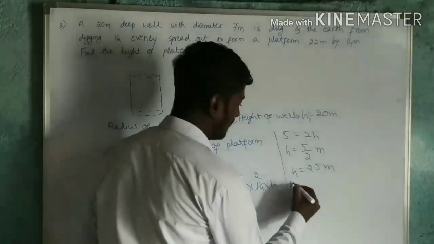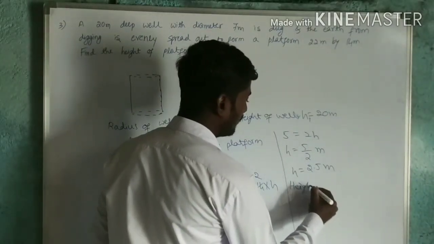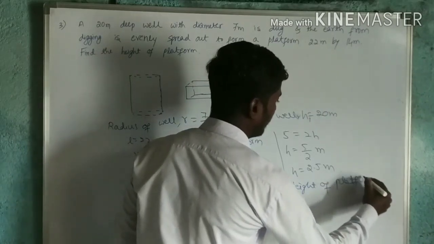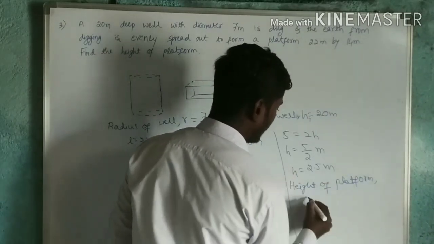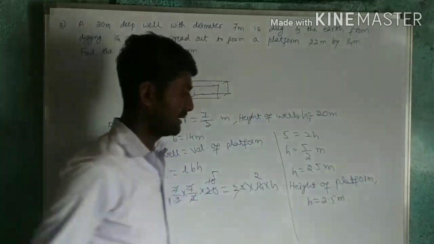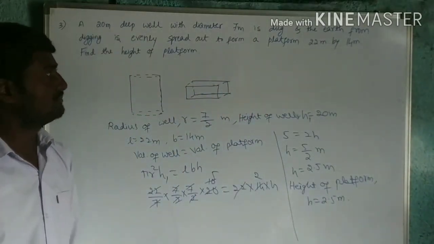Now at the end you should write the conclusion. Height of the platform is equal to h, which is equal to 2.5 meter. Okay, 2.5 meter.